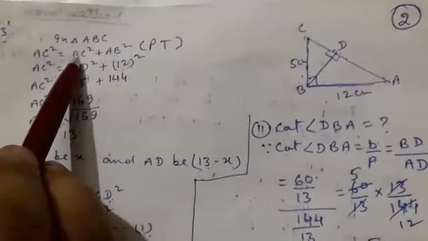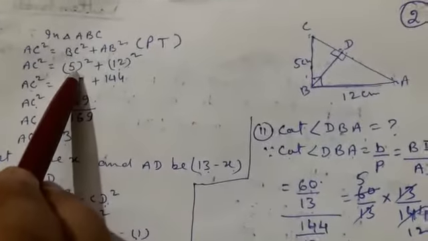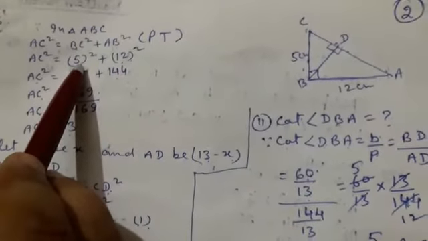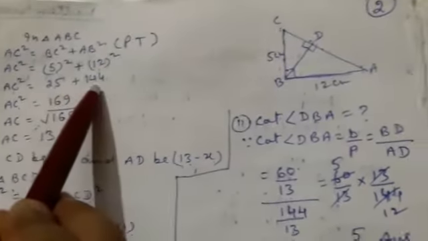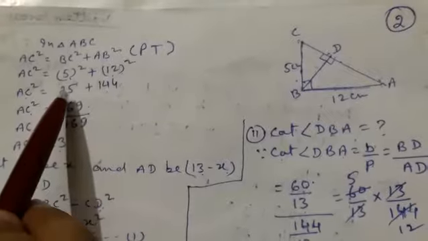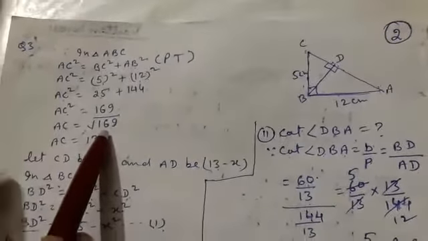So AC square is equal to BC square plus AB square by Pythagoras theorem. So AC square is equal to, what is the value of BC? 5 square plus 12 square. So AC square is equal to 25 plus 144, 169. So AC is equal to root over 169. So AC is equal to 13. Now we got the value of AC.